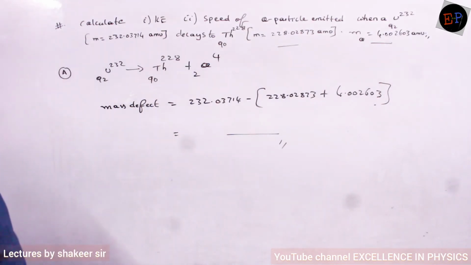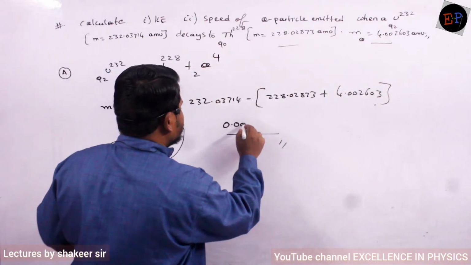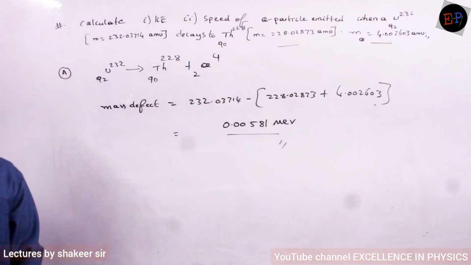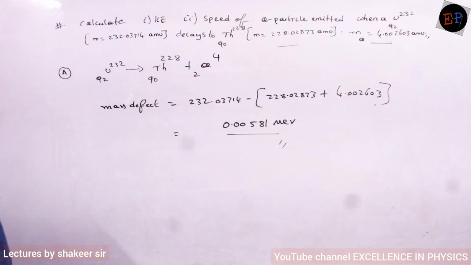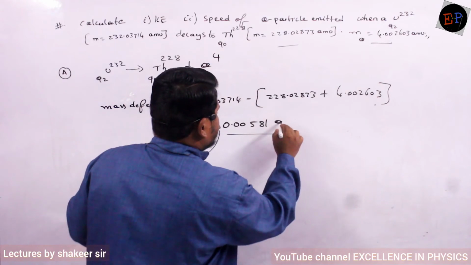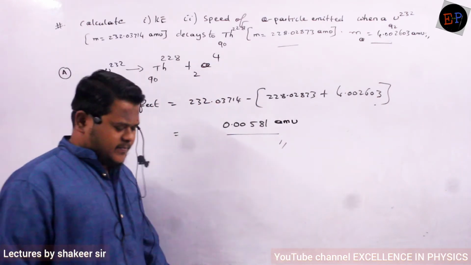Let us see the value which he gave. It is 0.00581. This is in AMU, atomic mass units. So this much amount of mass has disappeared. Are you able to understand?